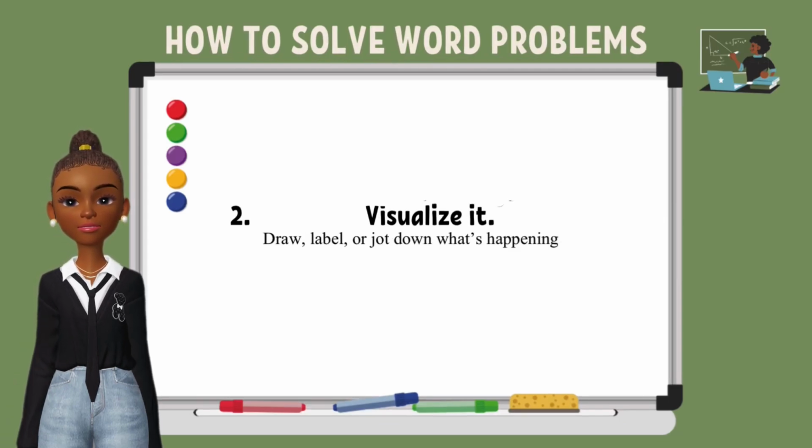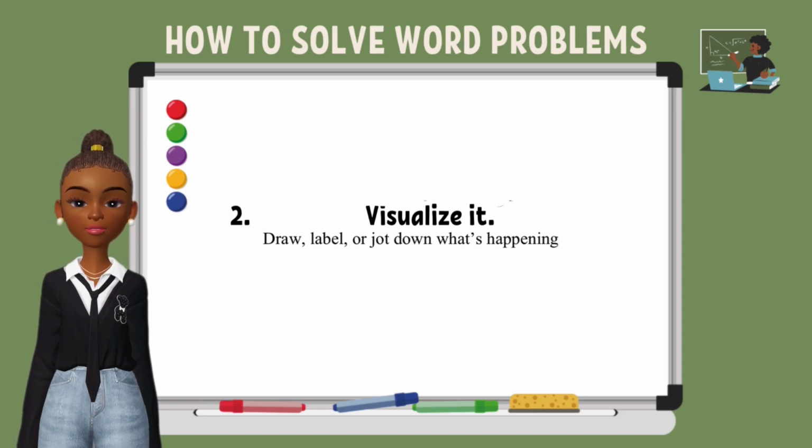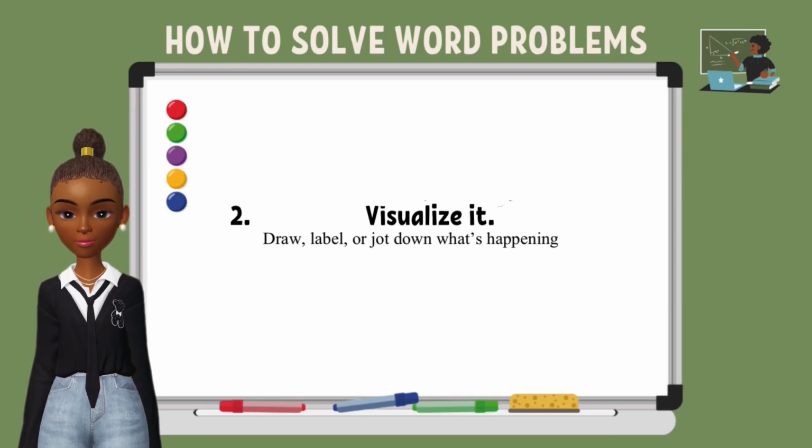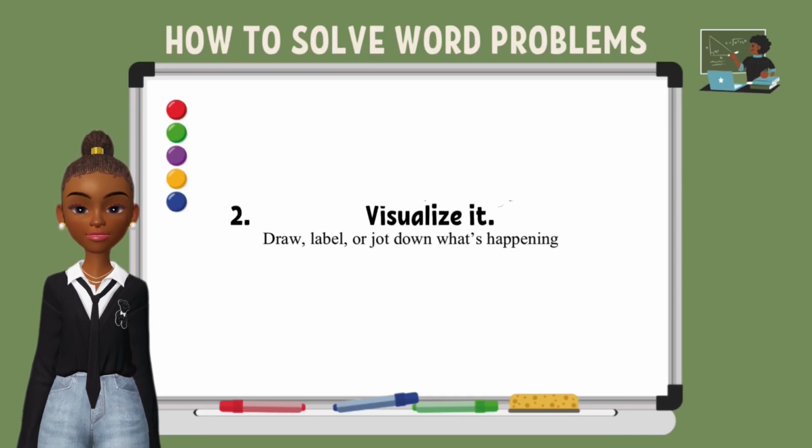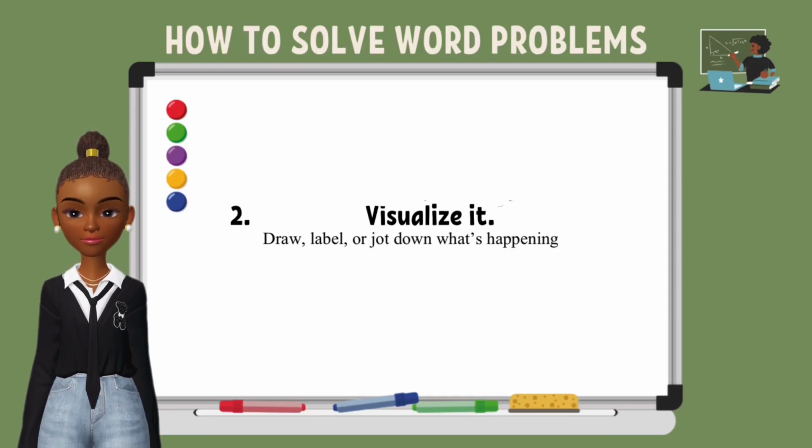Step 2, see the story. Draw it, label it, or jot a quick sketch. This step is perfect for anyone who, like me, sometimes needs to see what the words mean. Keep it simple, no masterpieces, just enough to show what's happening.